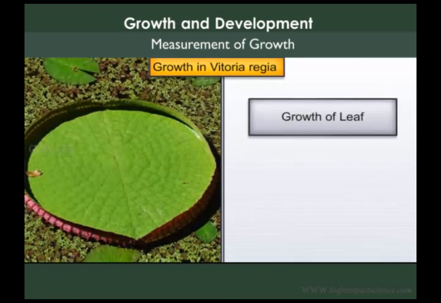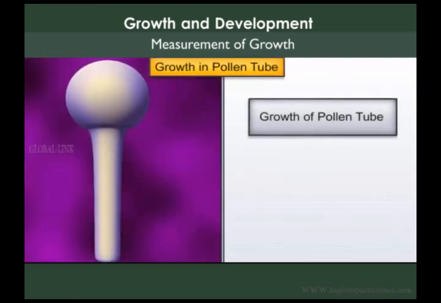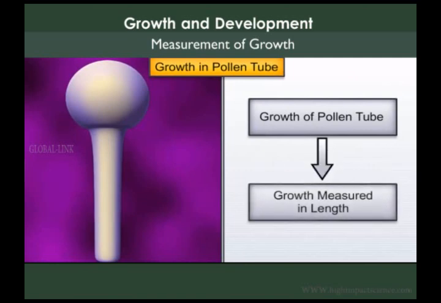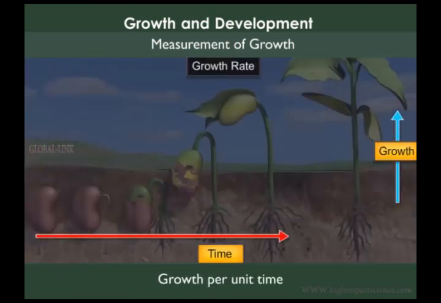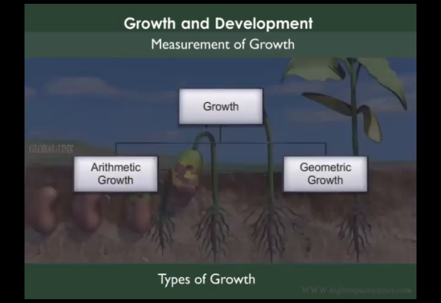For a leaf, growth is measured as an increase in surface area. The growth of a pollen tube is measured in length. When growth is measured per unit time, it is called growth rate. If we consider an increase in cell number as growth, it can be the result of arithmetic or geometric growth.